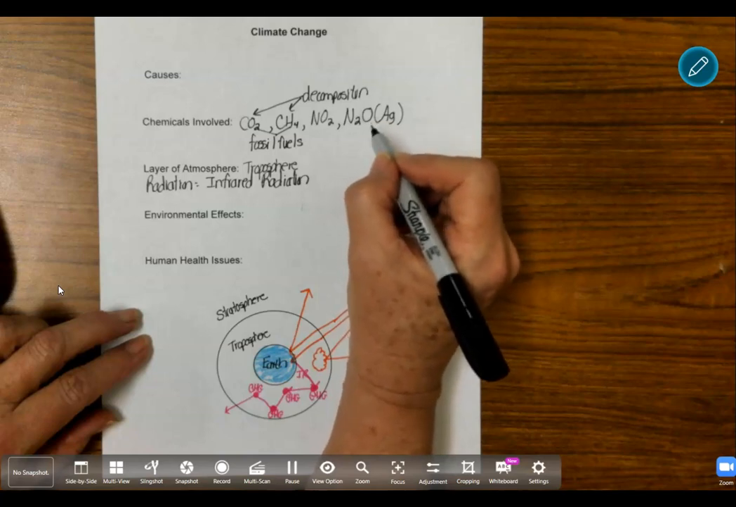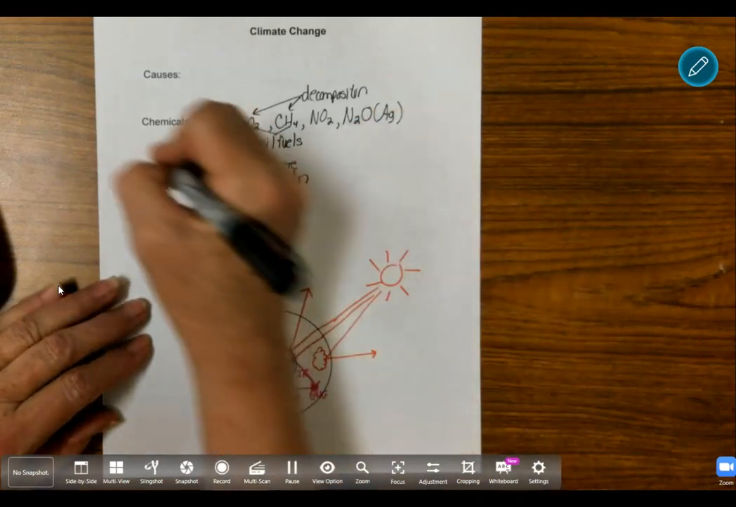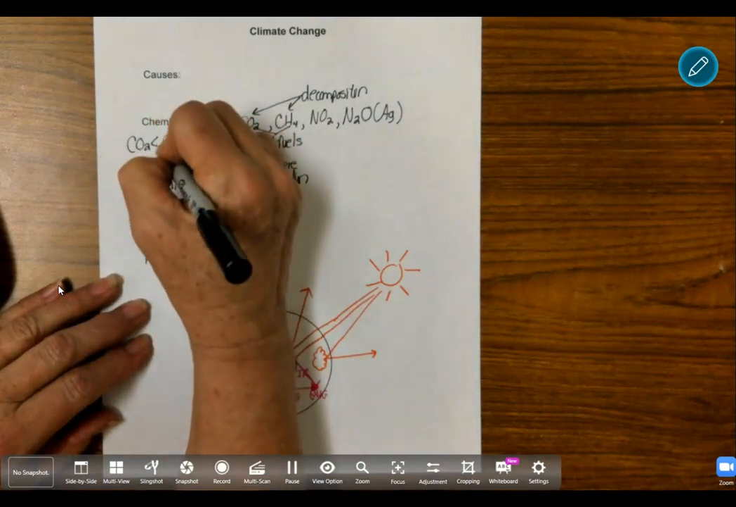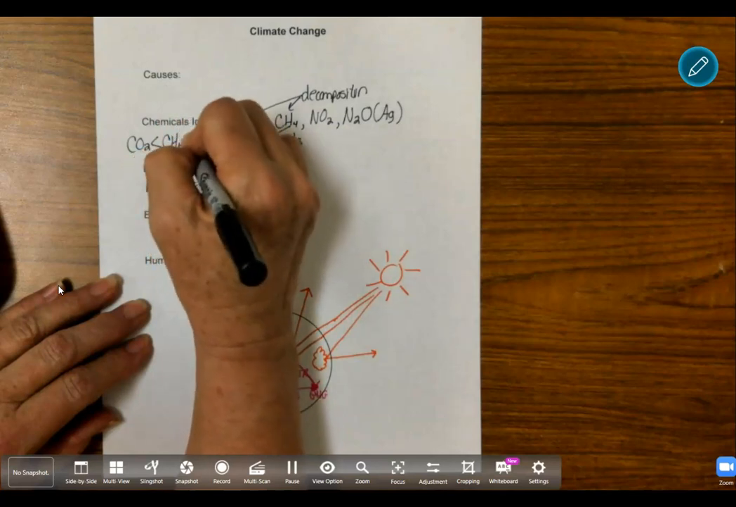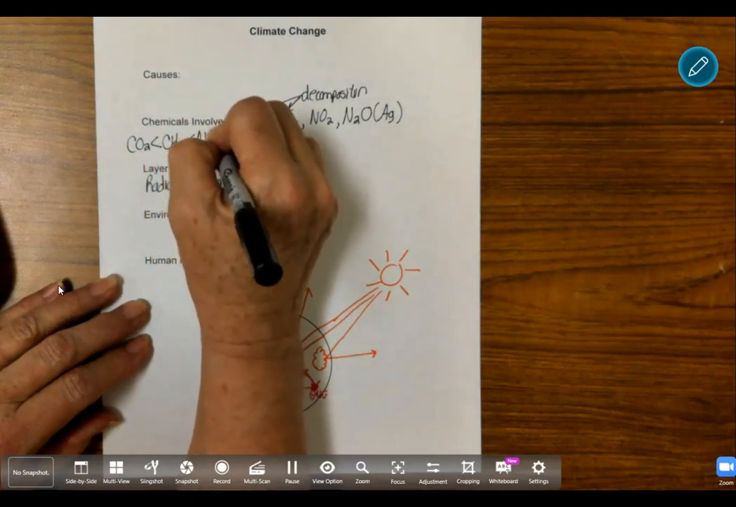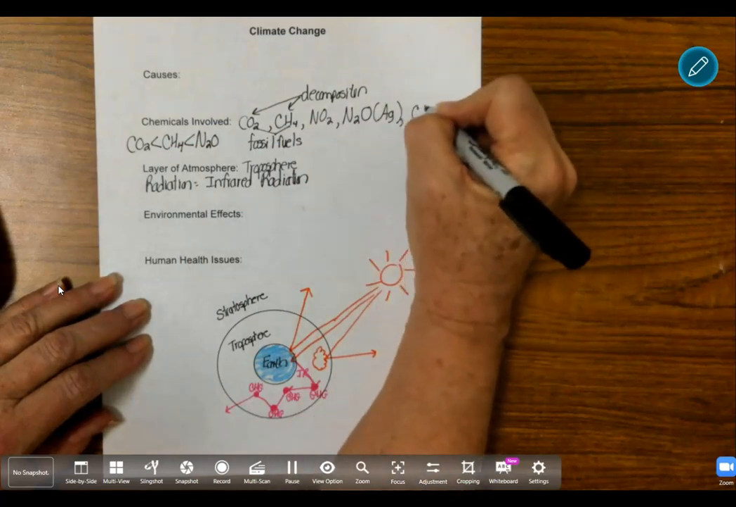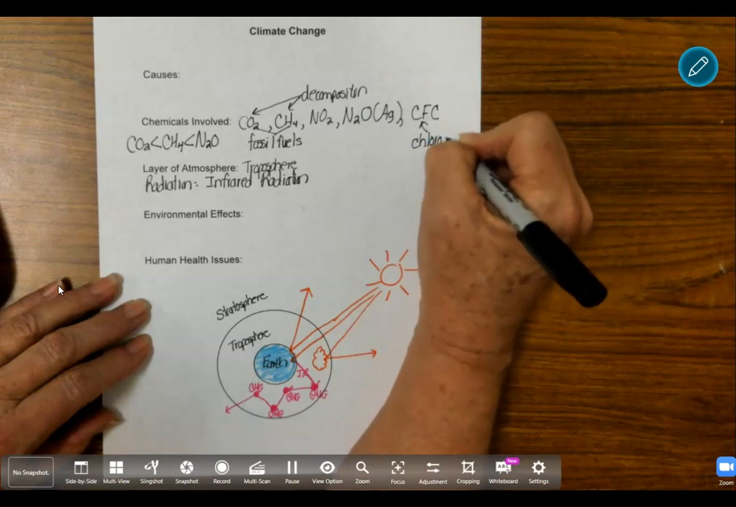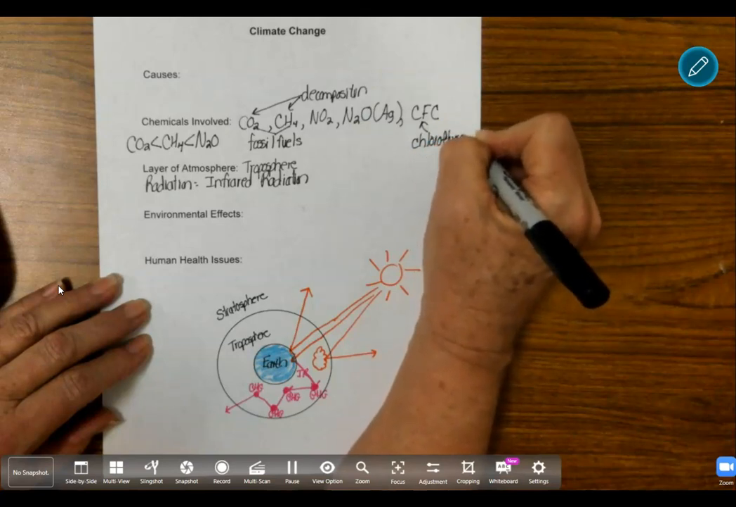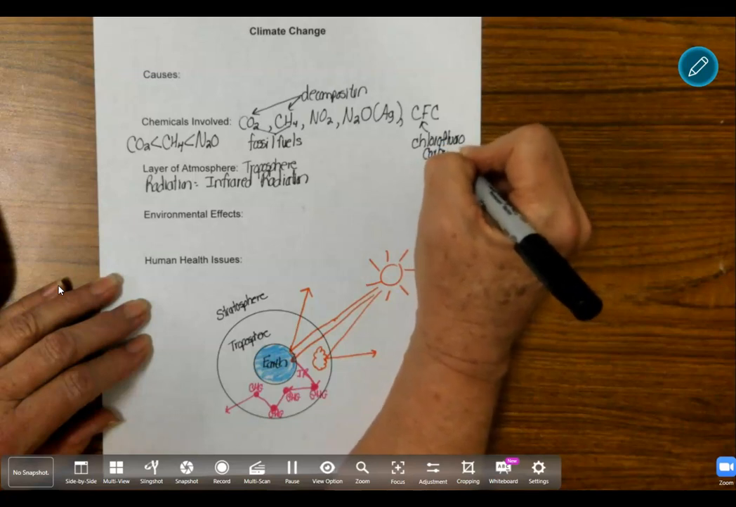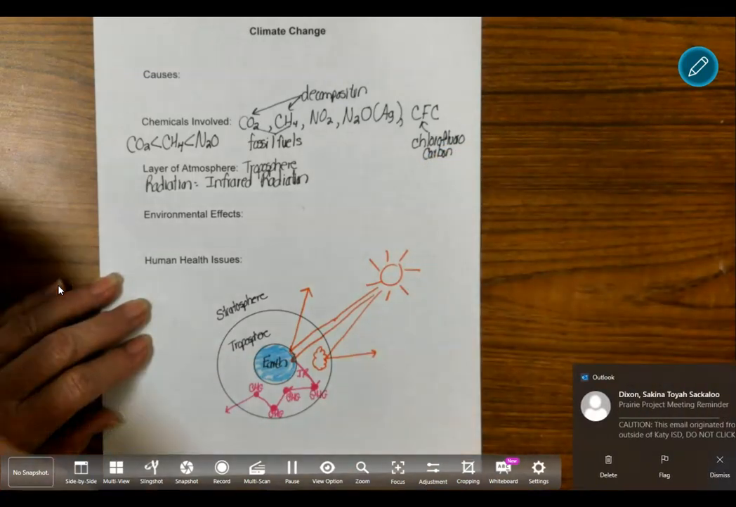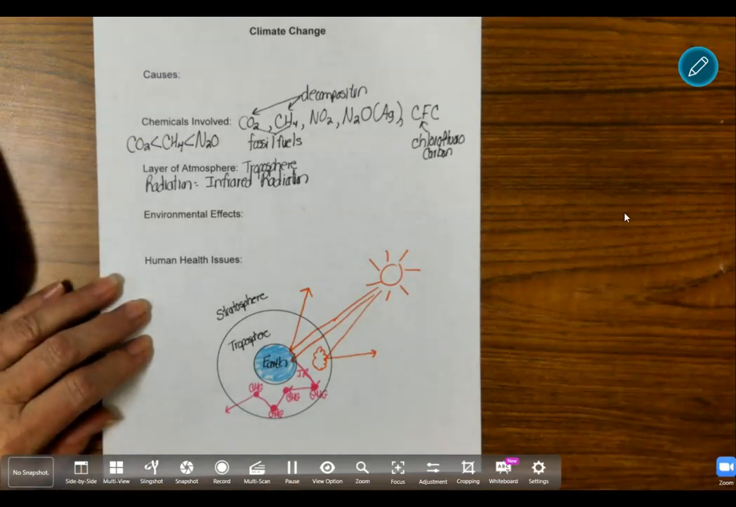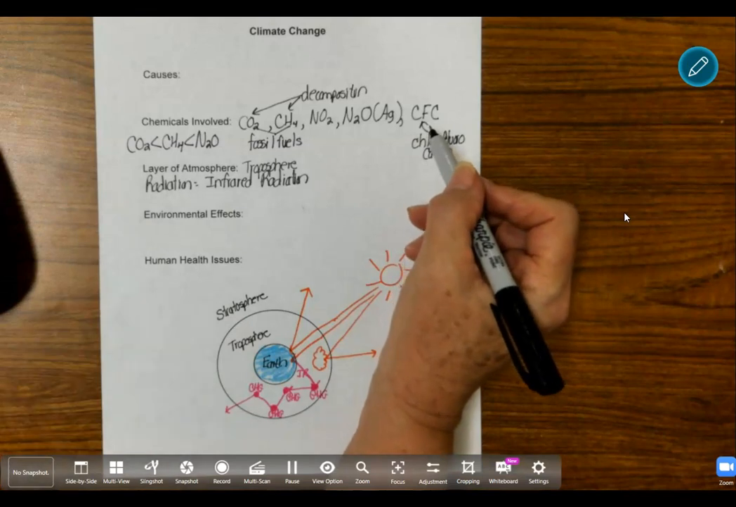So this is problematic. Now we can rate these. We can put them in order of increasing IR absorption ability. And it actually will look like this. And there's one other one, CFC. This is a chlorofluorocarbon. I'm going to talk about these more later, but CFCs are found in some kinds of materials that we use and are responsible also for depletion of the ozone.